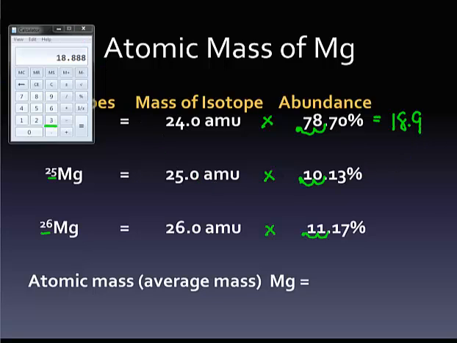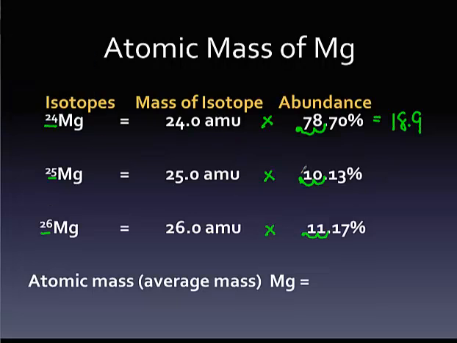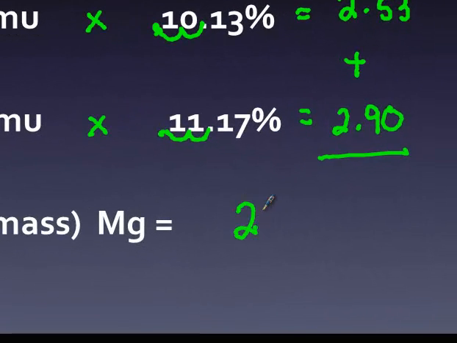If I was to do my calculations for the other two, I would do them in the same manner. For magnesium 25, 25 times 0.1013 is going to give me 2.53, and for the last one, 26 times 0.1117, that's going to give me 2.90. Each of these contributes to that atomic mass, so all I have to do now is add these up, and that will give me a weighted average of 24.3 AMUs. And we're conserving our significant figures here.